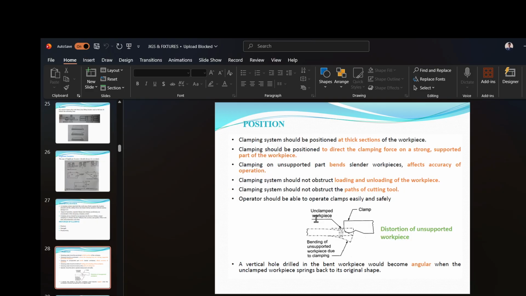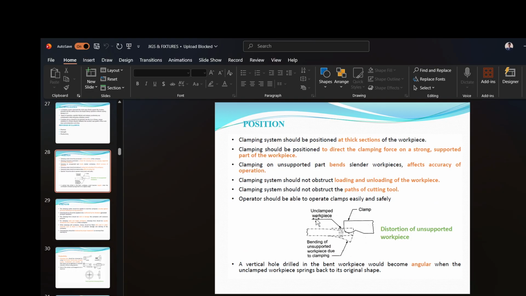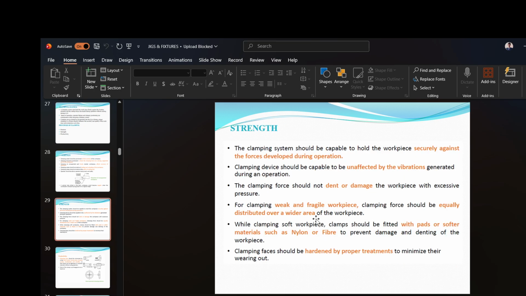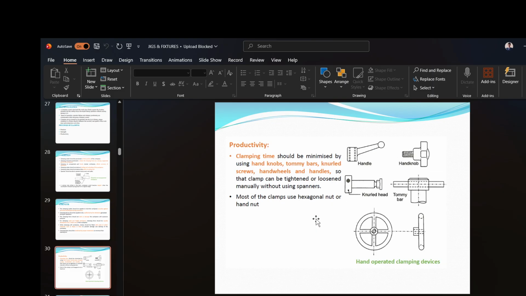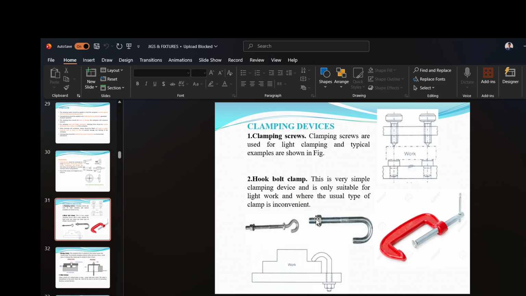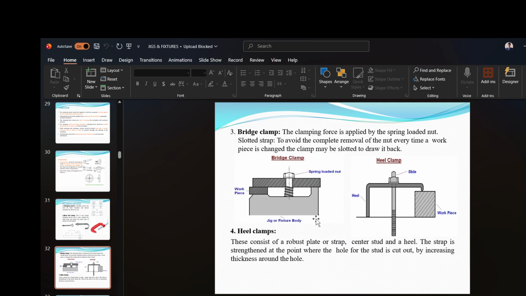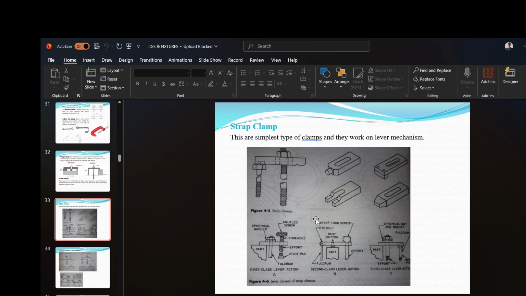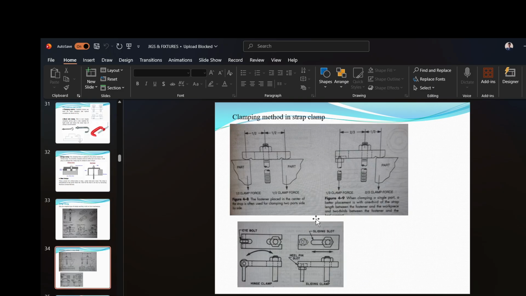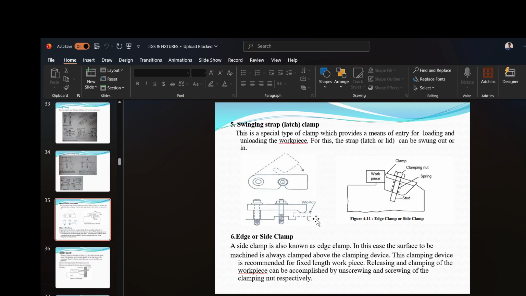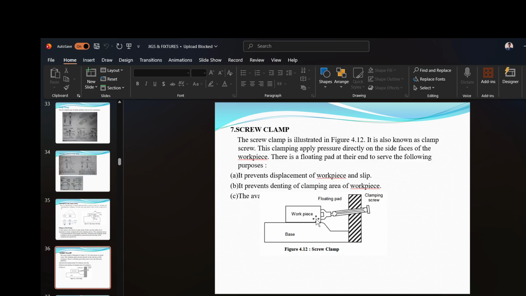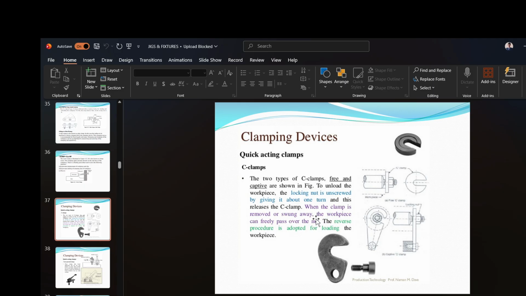principle of clamping, positioning, strength, productivity. So another one is the clamping device. There are so many clamping devices: clamping screw, hook and bolt clamp, latch clamp, heel clamp, then a strap clamp. See, there is the clamping method in the strap clamp. So edge strap, edge and side clamp, screw clamp. That is the clamping devices.